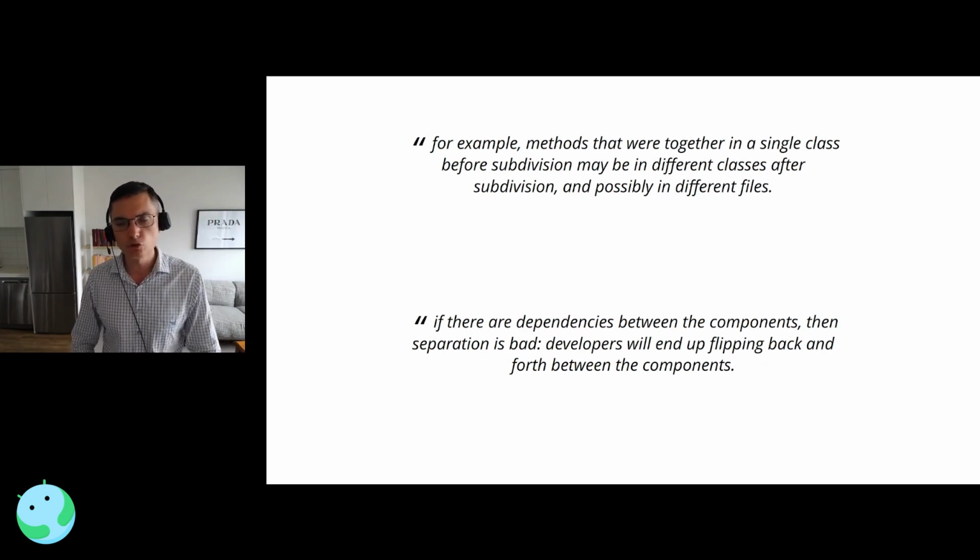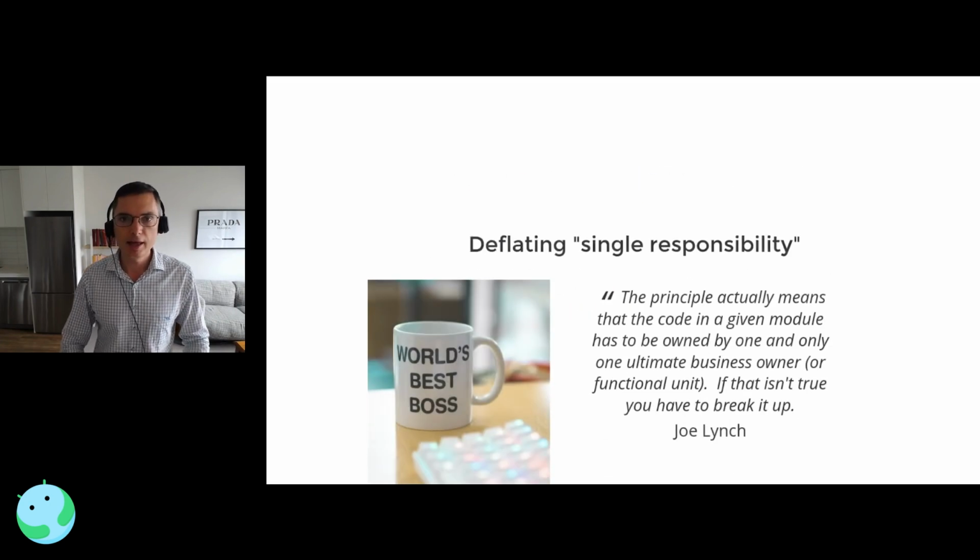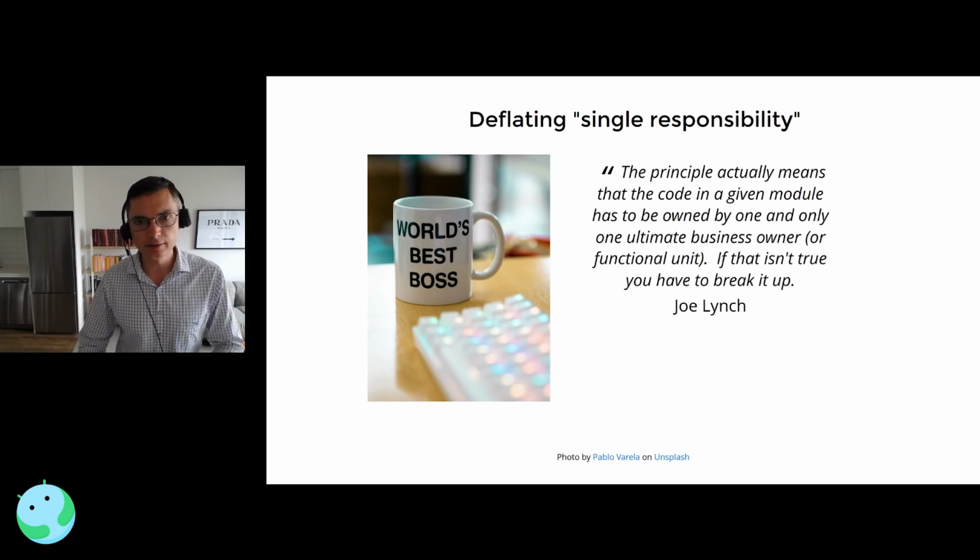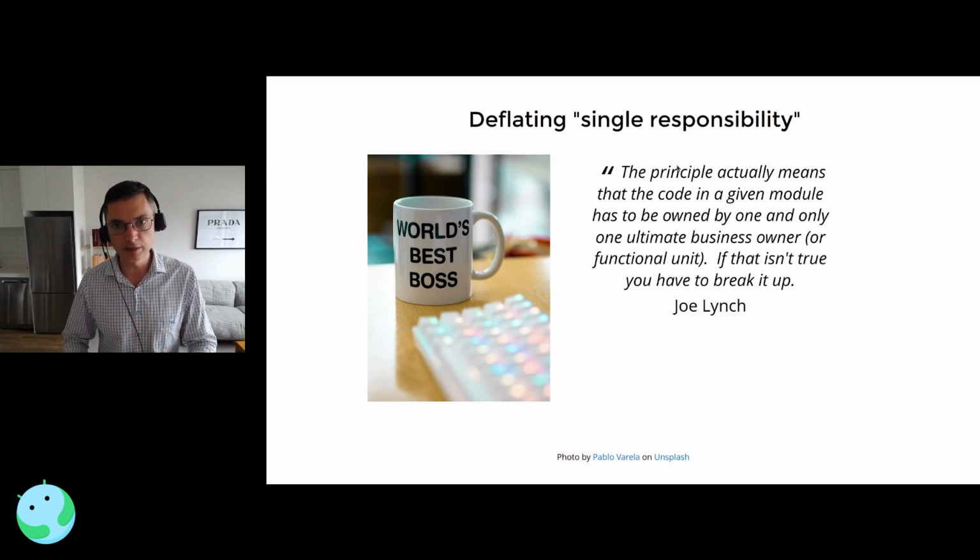But what if all this talk about single responsibility was actually a red herring? What if single responsibility didn't actually mean what we thought it did? It didn't mean just write all these small classes. The way that single responsibility has been explained subsequently by the author of the principle is that it just means that a piece of code should have one ultimate owner.